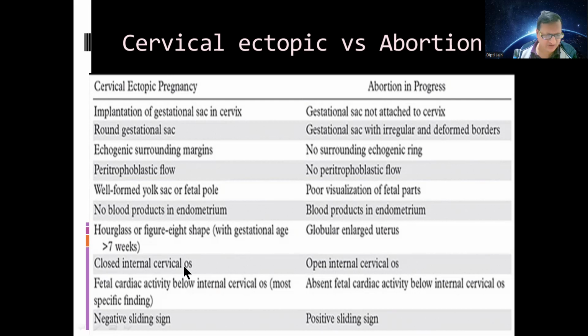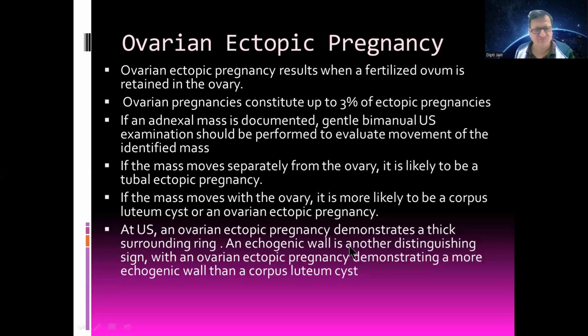There is a closed internal cervical os in case of the cervical ectopic pregnancy, whereas it's open in case of the abortion in progress. Fetal cardiac activity below the internal cervical os is the most specific finding in case of the cervical ectopic pregnancy, whereas fetal cardiac activity is absent below the internal cervical os in case of the abortion in progress. There is a negative sliding sign in case of the cervical ectopic pregnancy, whereas a positive sliding sign in the abortion in progress.